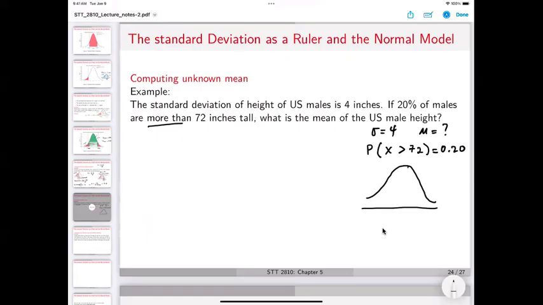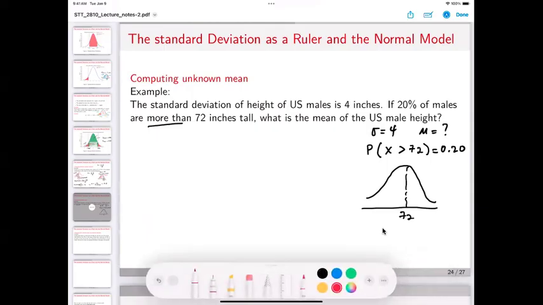So let's say that here is 72. So you guys are saying that if it says 72 is greater than, I'm going to shade here. Here is what? 0.2. Right? Is that correct? Okay. So what did we do? We decided to look for the equivalent Z, isn't it? So we come here, and then I put Z here.